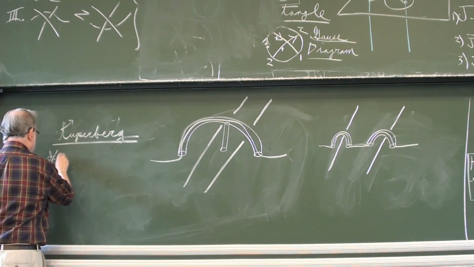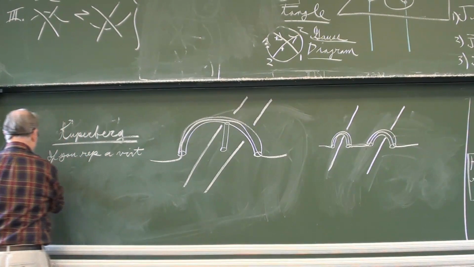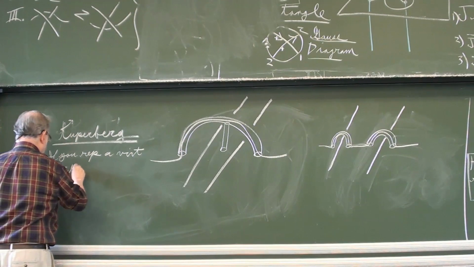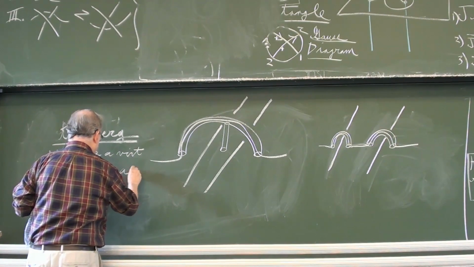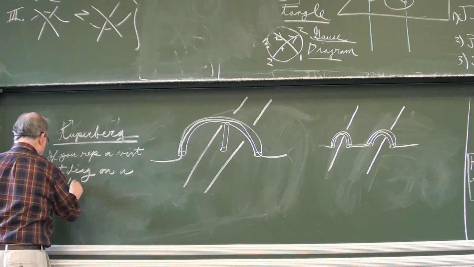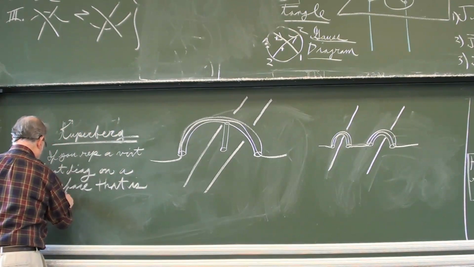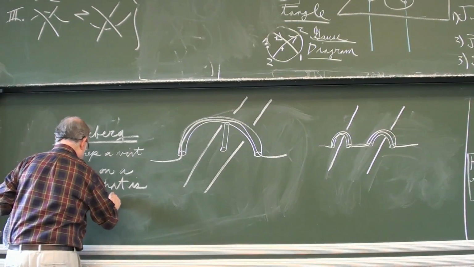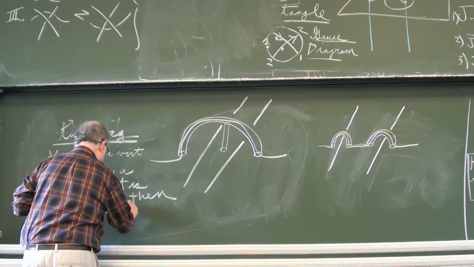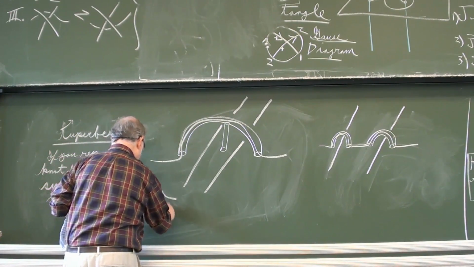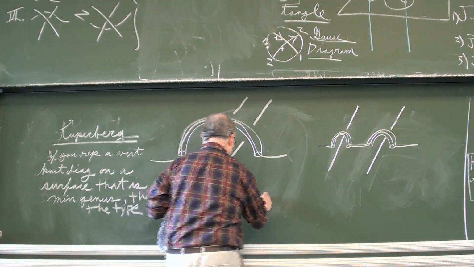if you represent a virtual knot diagram on a surface that is minimal genus, then the topological type in that surface is unique.